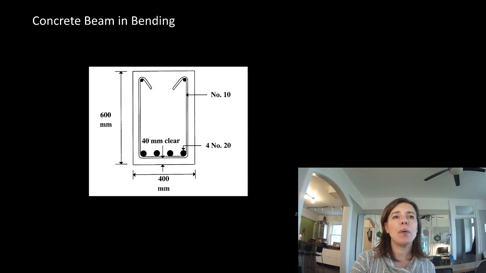So now let's talk about concrete beams and bending, because it's really kind of cool. There's lots of things happening that are really cool here.